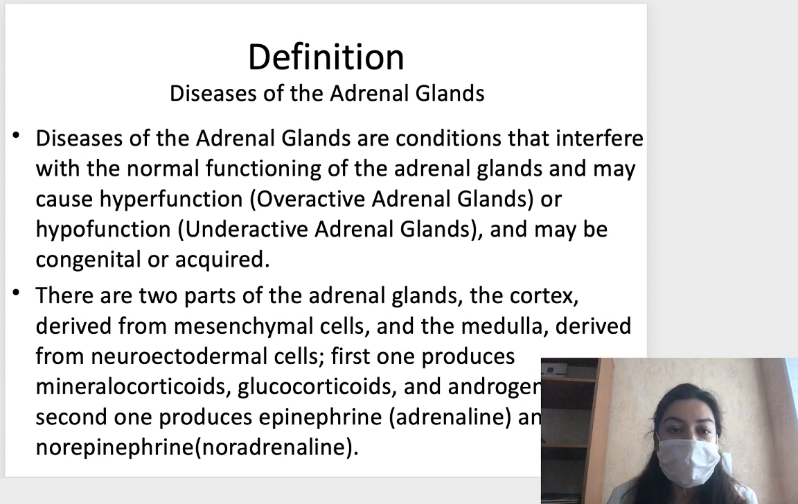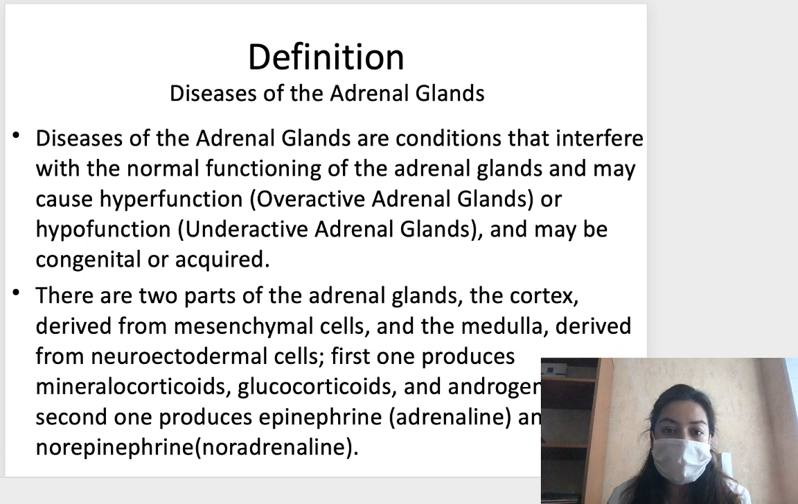Okay, definition. In general, diseases of adrenal glands are conditions that interfere with the normal functioning of adrenal glands and may cause hyperfunction, overactive adrenal glands, or hypofunction, underactive adrenal glands, and may be congenital or acquired.